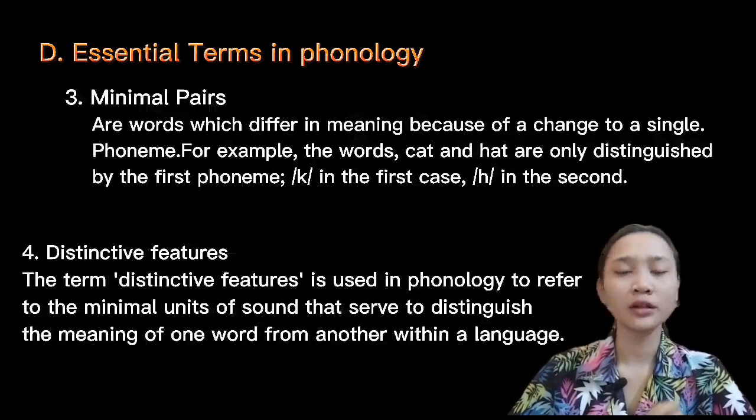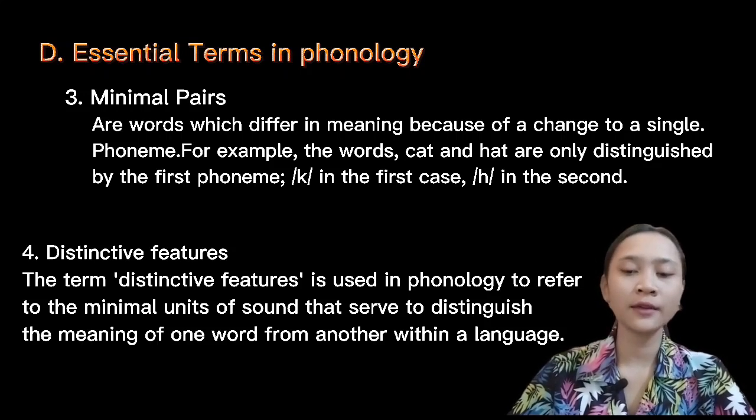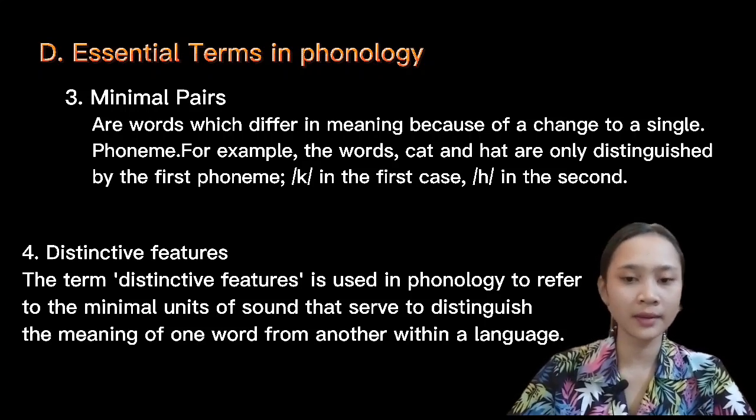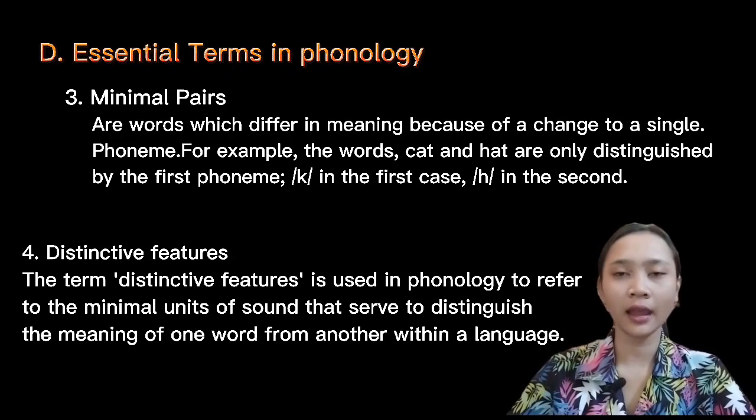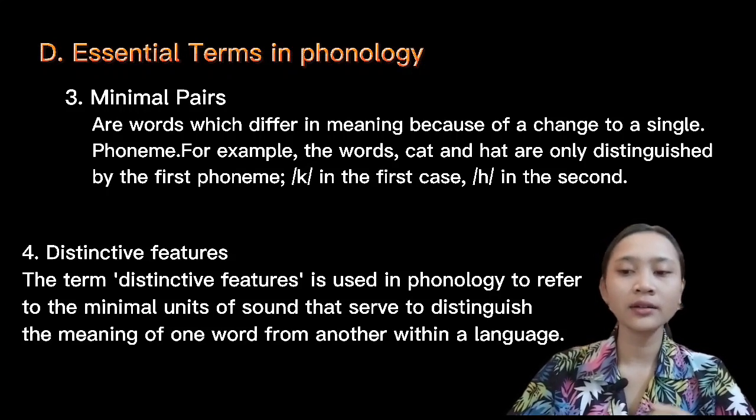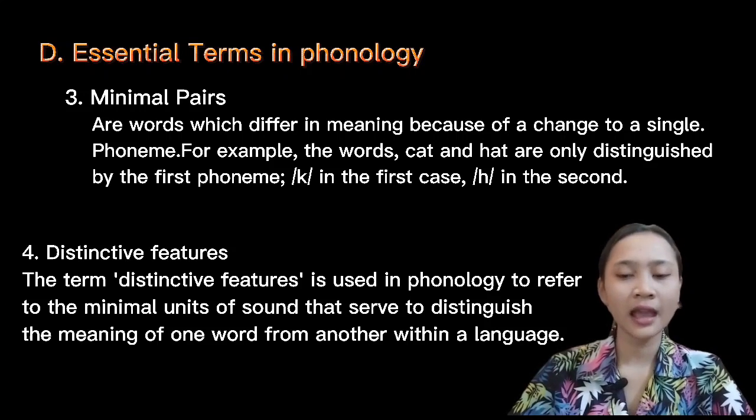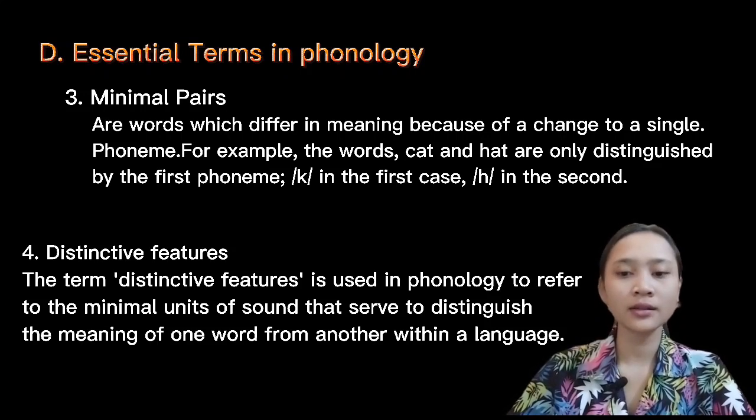And number 3, minimal pairs are words which differ in meaning because of a change to a single phoneme. For example, the words cat and hat are only distinguished by the first phoneme, K in the first case and H in the second. In English, these are minimal pairs, so the sounds are phonemes.